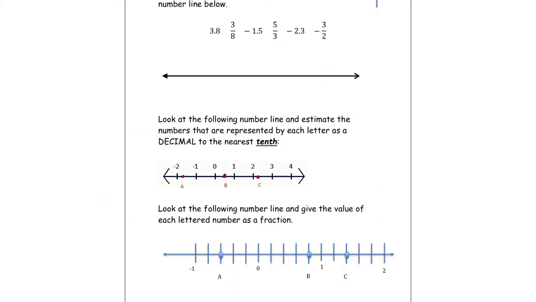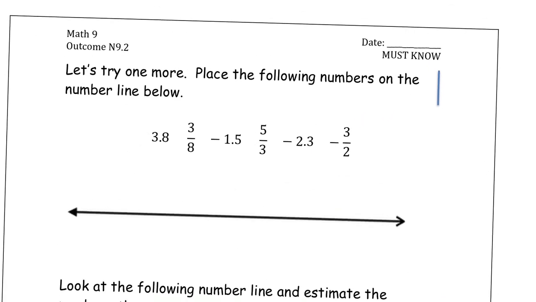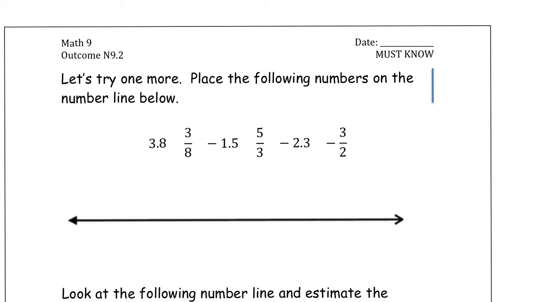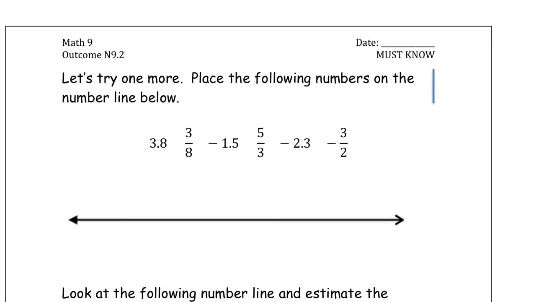Let's try one more. So we're going to label these guys. I've got 3.8, 3/8, negative 1.5, 5/3, negative 2.3, and 3/2. What we need to do first is convert the ones that are not decimals into decimals. So this guy is 0.375. 5/3 is 1.6 repeating, and negative 3/2 is negative 1.5.